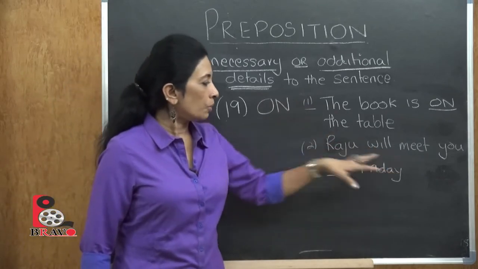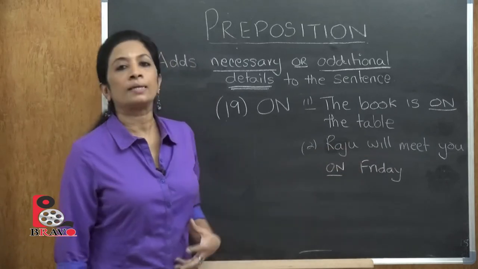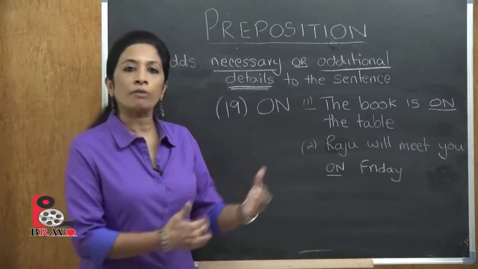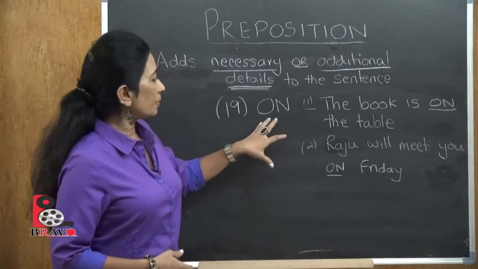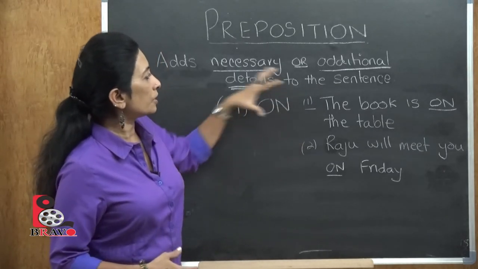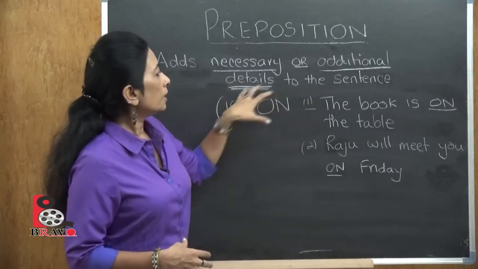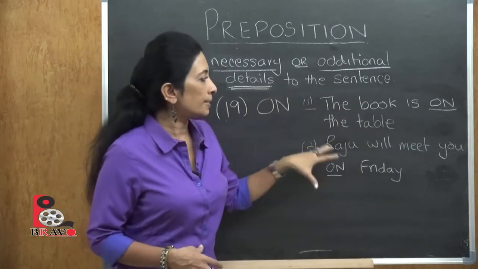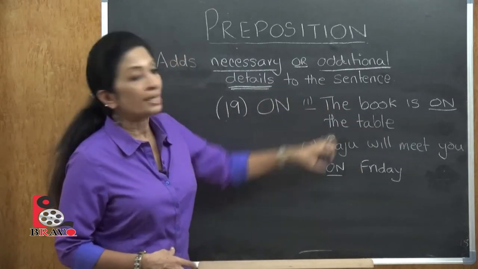Raju will meet you on Friday. So it's a specific thing that Raju is planned to meet you on Friday. So you can see it's a two-letter word which is used as a conjunction, as an additional detail to make the sentence a little bit more meaningful.